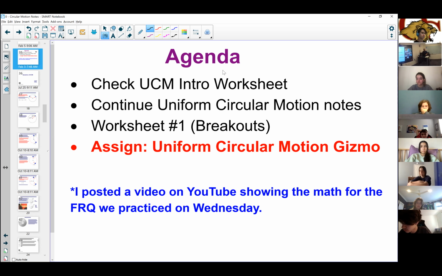For uniform circular motion, once we learn about forces today, you pretty much know everything you need to know about UCM. It's just a matter of, okay, now here's all these different kinds of problems they could ask you and how you need to think them through. But first, let's go to the intro worksheet.